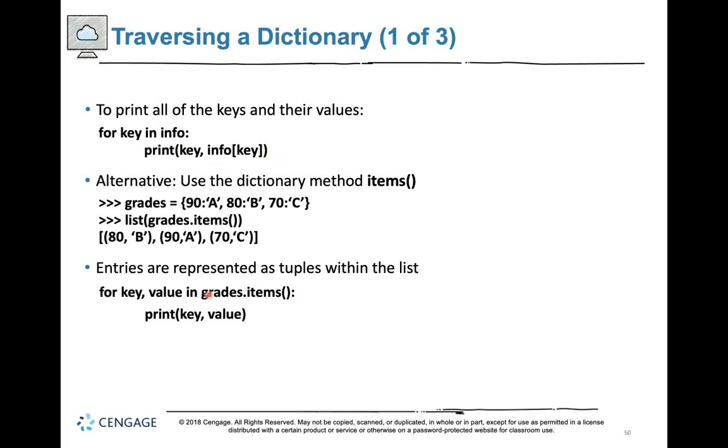Or you can loop through the items using the items method, and this will give you a tuple of a key-value pair. So now you can hold on to the key and the value. So this is just another way to do it.